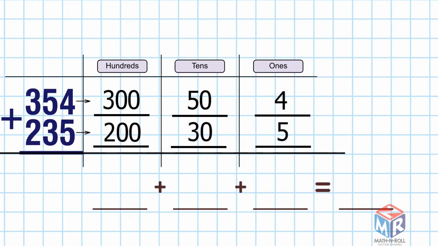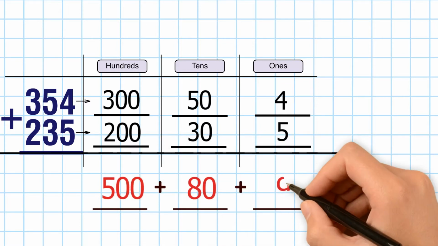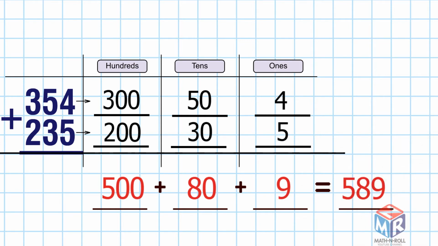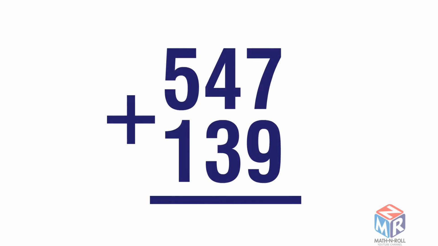Now we add them up. 300 plus 200 is 500, 50 plus 30 is 80, and 4 plus 5 is 9. So 354 plus 235 is equal to 589. Let's try another example.